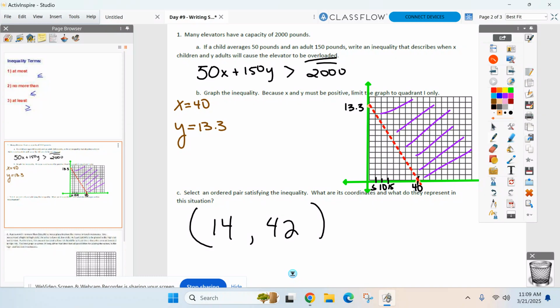That is an answer. What's it mean? What's it mean as far as this problem? What was our X for? Nick, what was our X? 14. Yep. And what did X represent? The amount of children. So 14 kids. And what did the Y represent? This 42. That's adults. Adults do what? Overload. There you go. Overload the elevator.